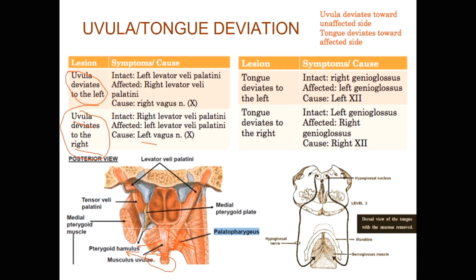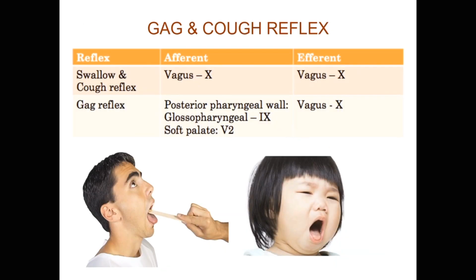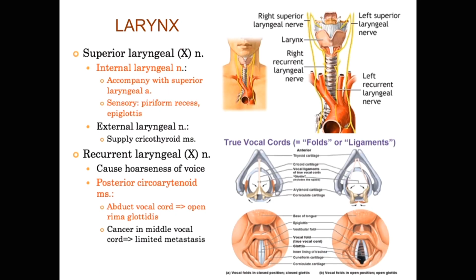And tongue, again, like we said, is ipsilateral. So left cranial nerve 12 damage, it's going to deviate to the left, right, and right for tongue. That's one of the high yield questions there. Gag and cough reflex, we just discussed that. Definitely check out and remember that sensory is going to be from glossopharyngeal and your efferent or motor is going to be from your vagus.